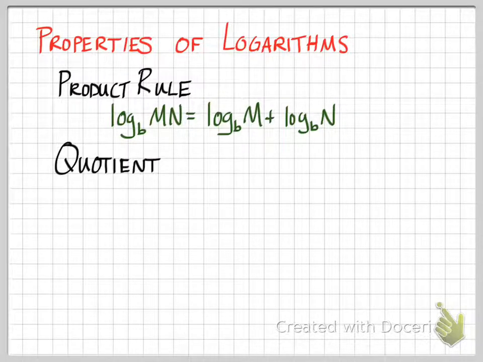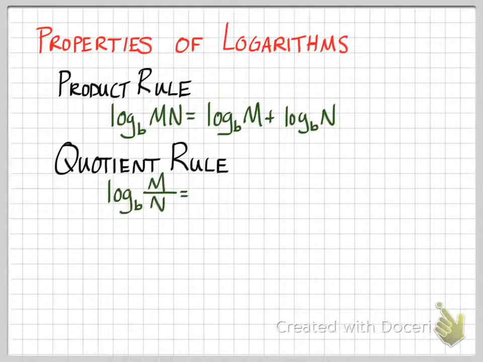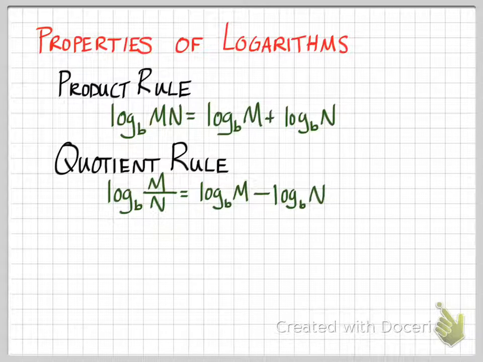The quotient rule is the second rule, and it's very similar to the product rule, but of course it's a little different. This rule states that if you have a logarithm with a quotient inside, a division problem, m divided by n, you can separate that into a subtraction problem, log base b of m minus log base b of n.